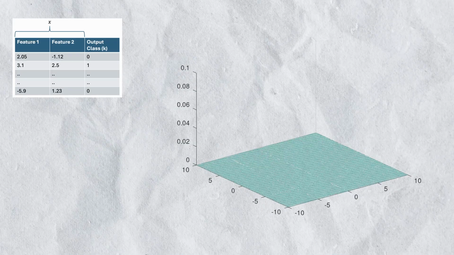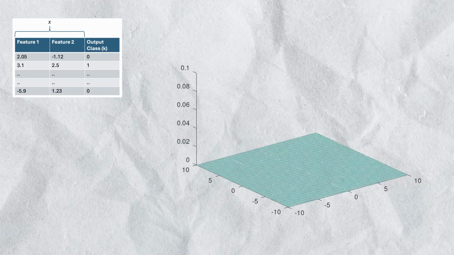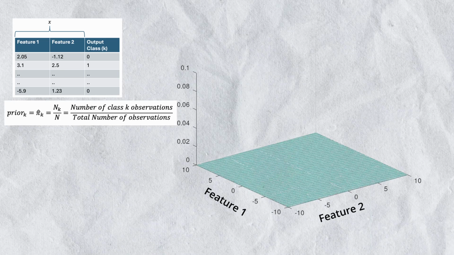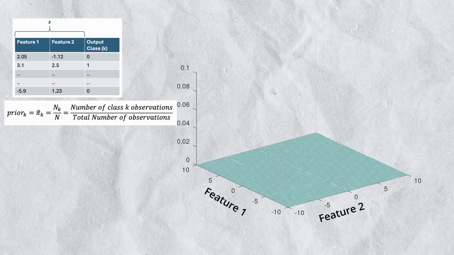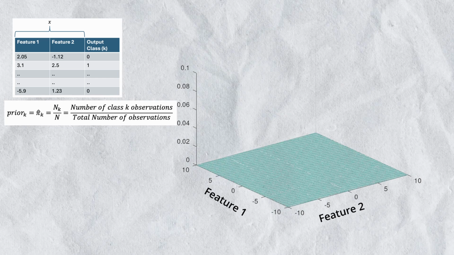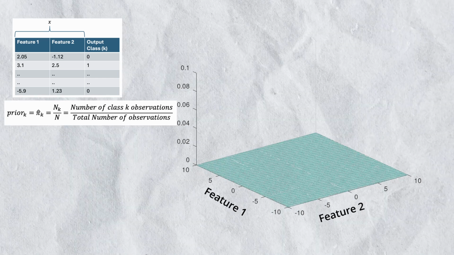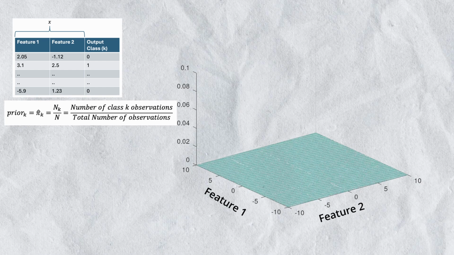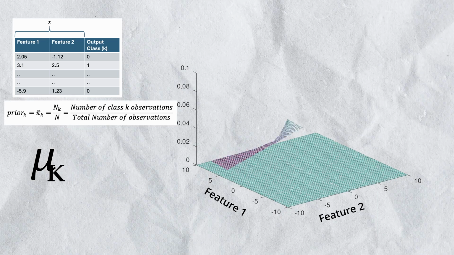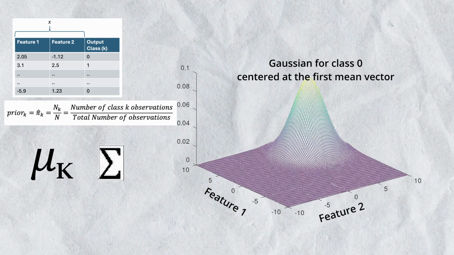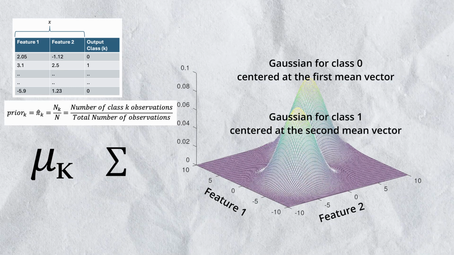Let us consider a dataset with one output variable and two input features. The first step is to find the prior of a class from the dataset by dividing the number of observations that belong to a particular class K by the total number of observations in the dataset. Next, we estimate the parameters of the Gaussian distribution. In this example, the mean vector of each class is a two-dimensional vector. Next, we calculate the common covariance matrix from all the observations in our dataset.